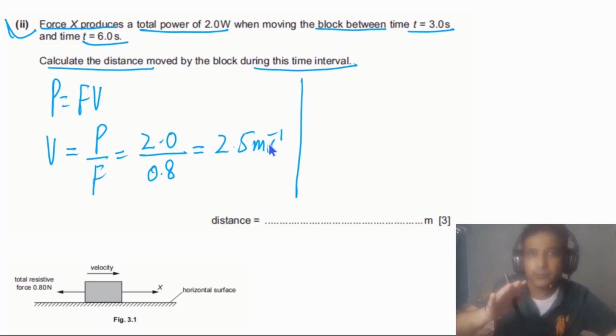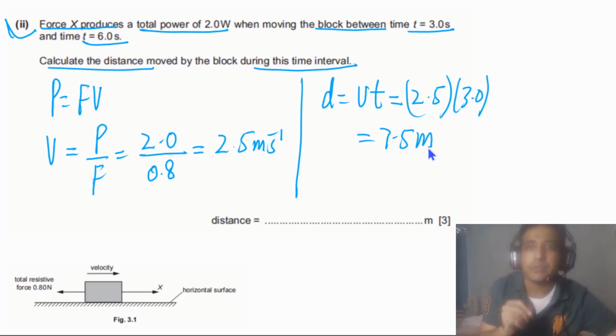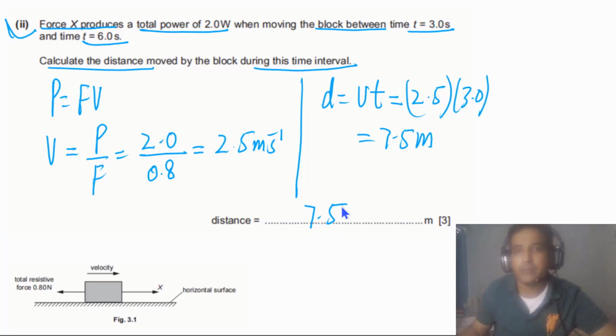Now we have value of v, and the block is moving at a constant speed because there is no resultant force. So simply we can say distance has to be equal to v times t, because speed is constant. So speed is 2.5 and the time interval is 3.0 seconds. So the final answer has to be equal to 7.5 meters. So this is how we can answer. So simply we can say final answer is 7.5 meters.